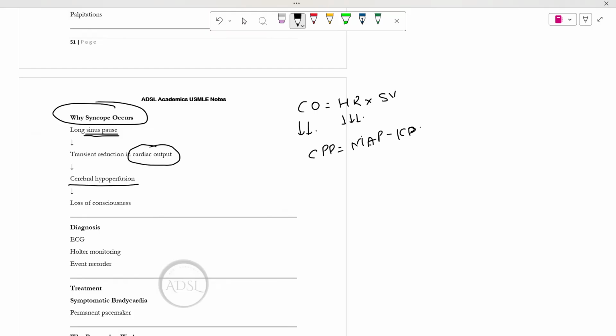Now, what is going to happen if the mean arterial pressure decreases? Why will mean arterial pressure decrease? Because mean arterial pressure basically depends upon cardiac output into peripheral vascular resistance. So if the cardiac output is low, mean arterial pressure will also be low. Now, if mean arterial pressure is low, then the cerebral perfusion pressure will also be low. So the brain is not receiving blood, and there will be loss of consciousness. That is important.